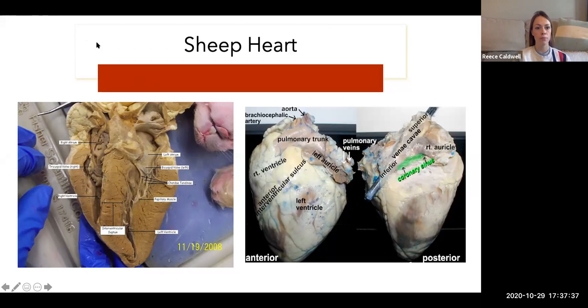Yes, more pressure, but furthermore, there's one more reason. Anyone want to throw in why the left would be surrounded by more muscle mass than the right? Think about where the left ventricle... yes, good job, Colin. Yes, so the left ventricle is pumping blood to the entire body.